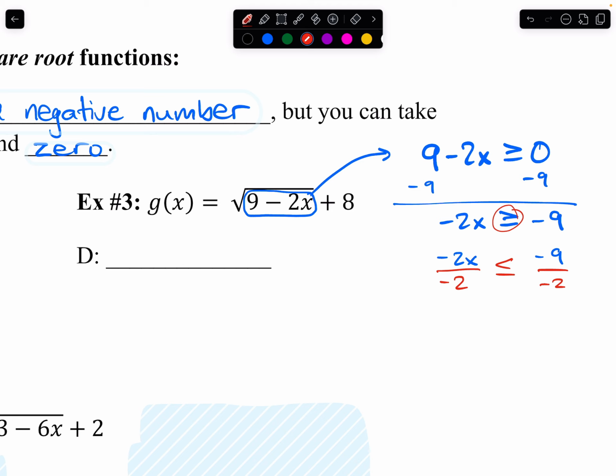So we'd be left with x is less than or equal to negative 9 divided by negative 2. A negative divided by a negative is a positive. So I can just write it as 9/2, or 4.5, whatever you want to write. But that would be our domain. x is less than or equal to 9/2.